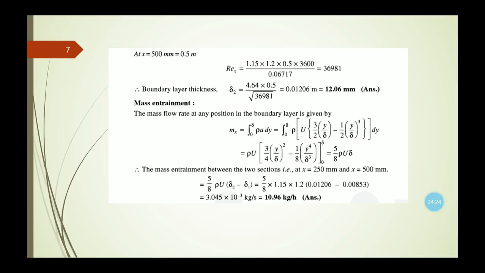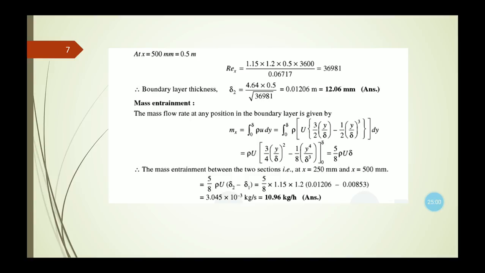Now if we need to calculate the mass entrainment between the given two sections at x equals 250 and x equals 500, then it will be 5/8 rho U multiplied by delta 2 minus delta 1. Now this delta 2 and delta 1, which are the boundary layer thicknesses for the two different given distances, are already calculated for the first part of the numerical. If we put those values here, then ultimately we get the mass entrainment as 10.96 kg per hour.